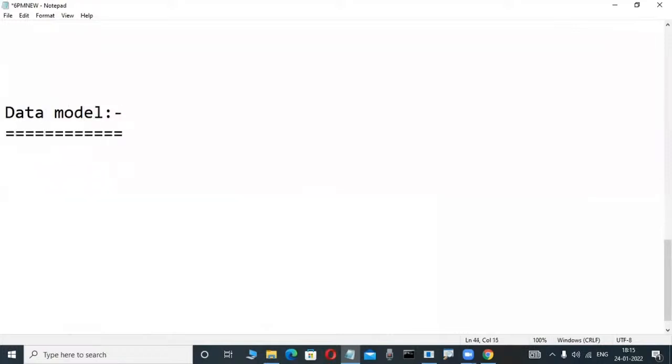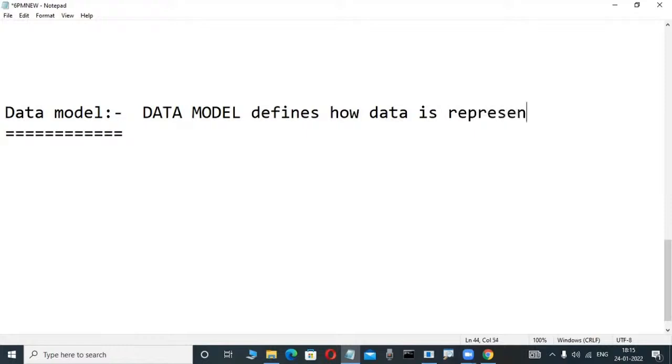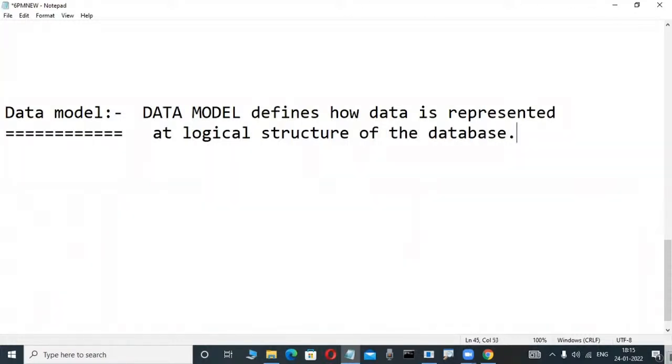Data model represents how data is represented. Data model defines how data is represented at the logical structure of the database. Observe here, at the logical structure of the database. How easy is that definition? Logical structure of the database. And now check it out on the screen, observe it here.